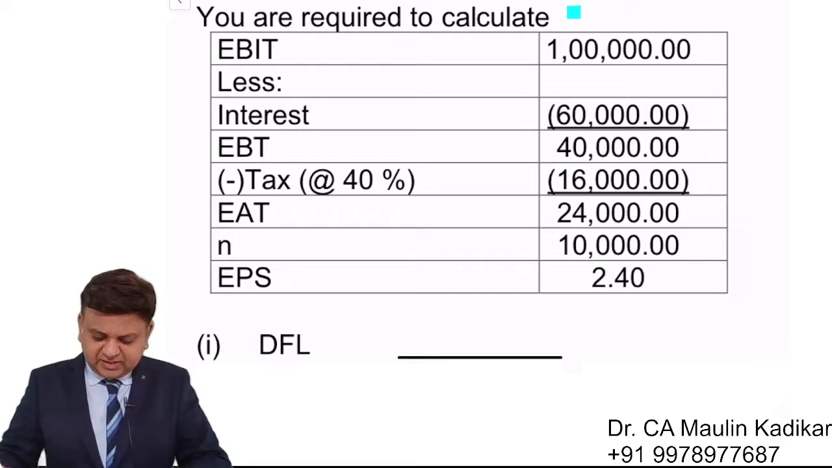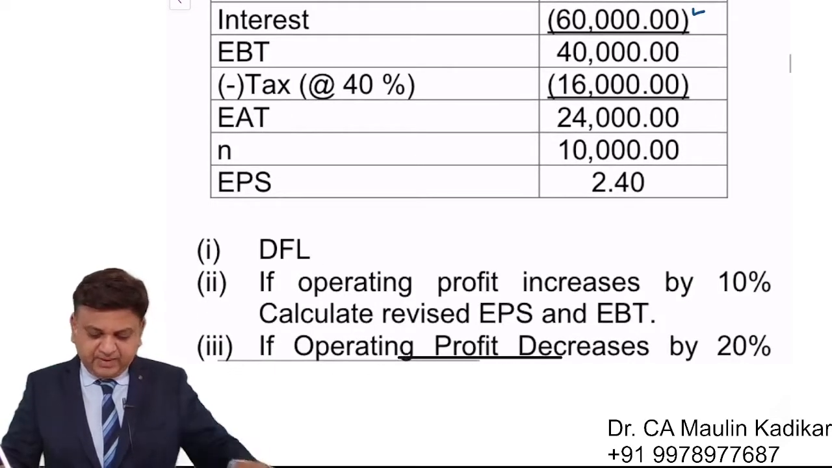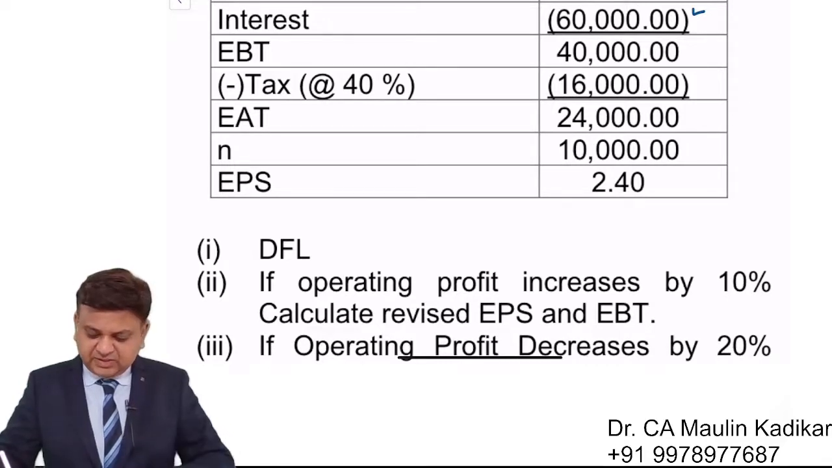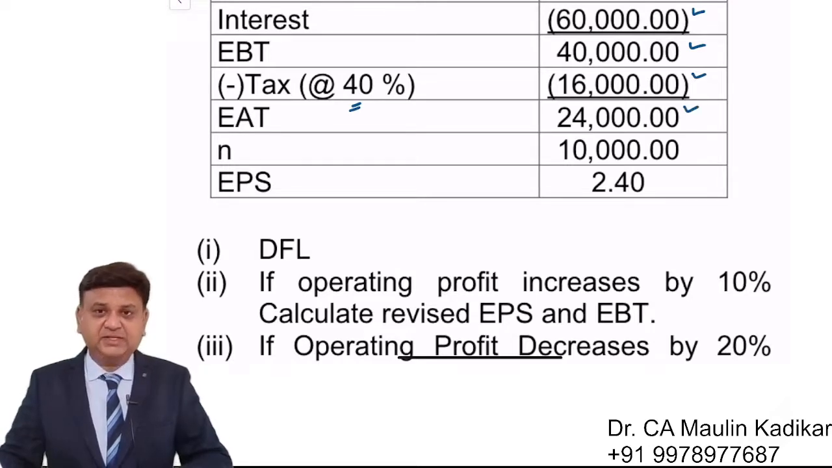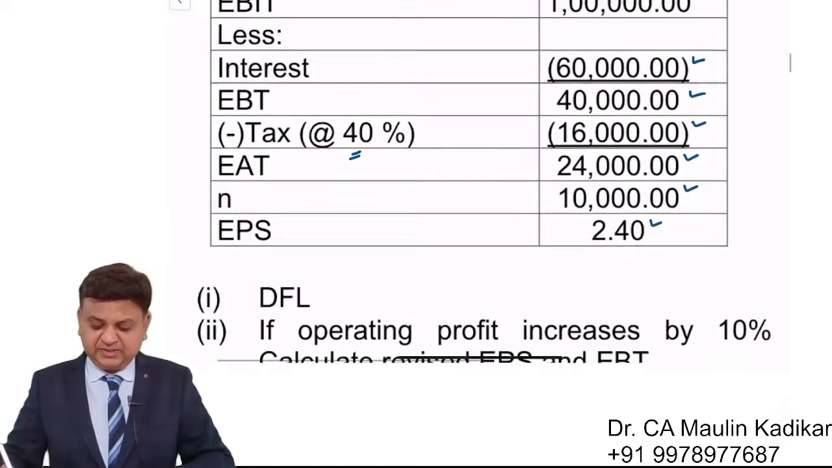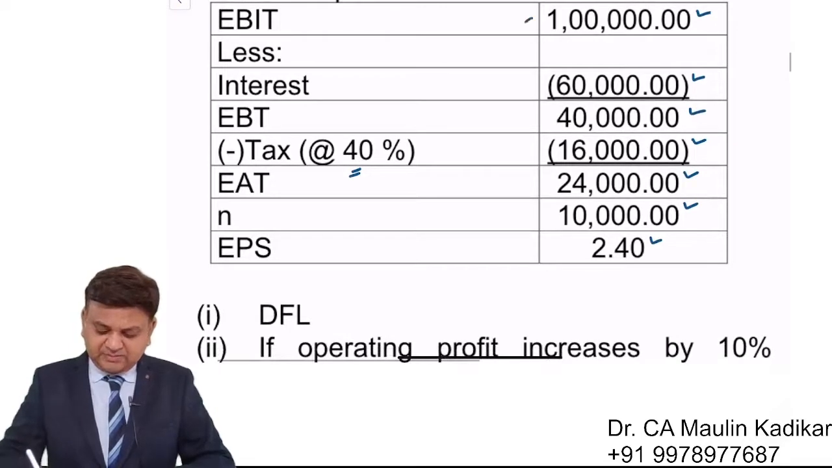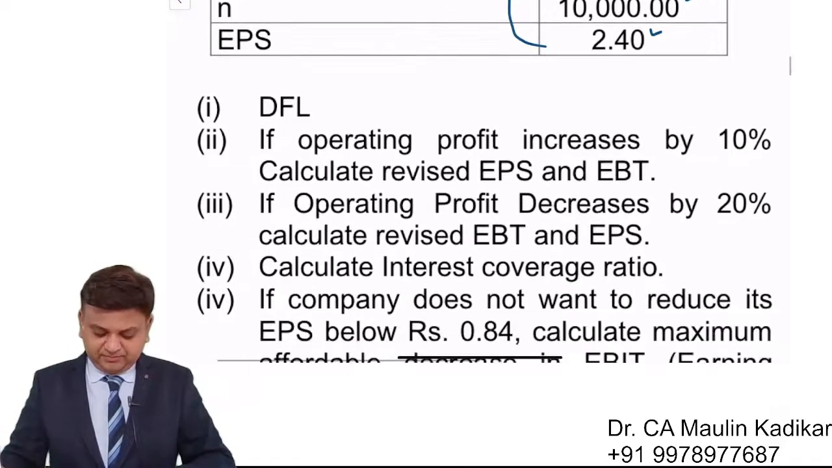It has been given that the amount of EBIT is 1 lakh, amount of interest is 60,000. EBIT minus interest will give us earning before taxes, that is an amount of 40,000, minus income tax at the rate of 40 percentage, that is 16,000, earning after taxes is 24,000. There are 10,000 equity shares and earning per share is 2 rupees 40 paise. So this is the basic information provided to us.